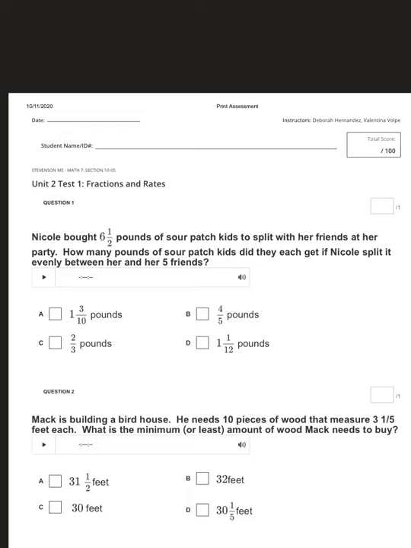Unit 2, Test 1. So here's going over the recent test if you would like to review before you take the retest if you choose to.